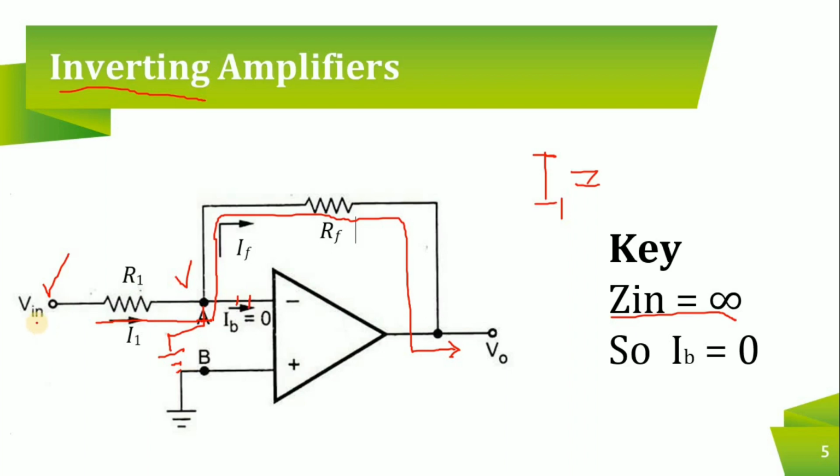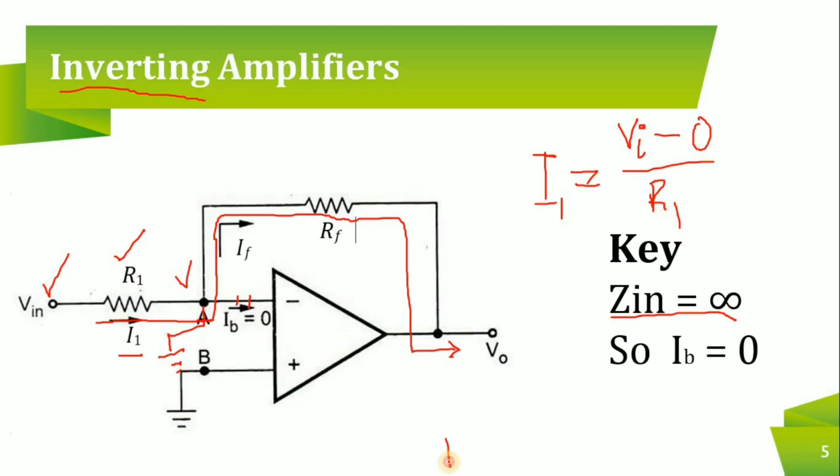What is the value of Vin? It is Vin only. So it is Vin minus, what is the value of Va? Va is ground. What is the voltage of ground? It is 0, divided by the resistance the current is flowing through, which is R1. So I1 is flowing through R1. The value of I1 is Vin minus 0 divided by R1.